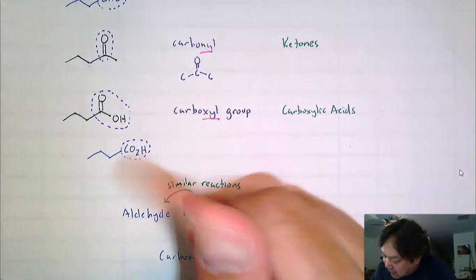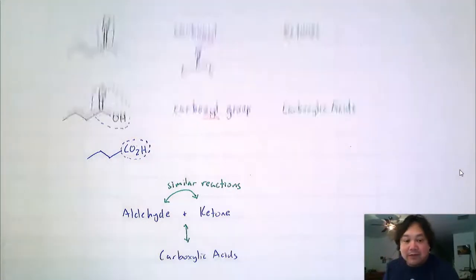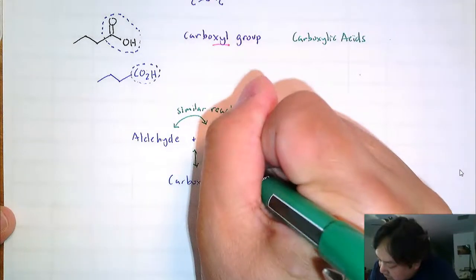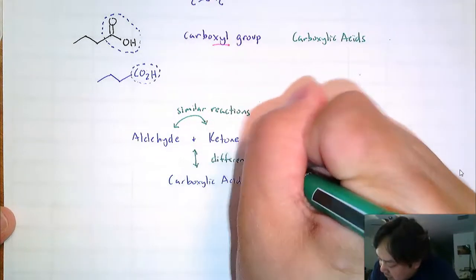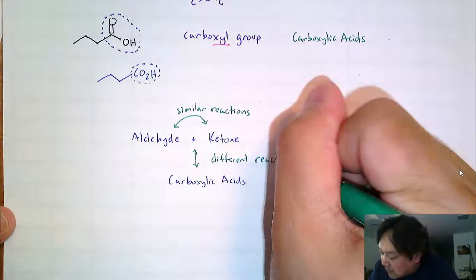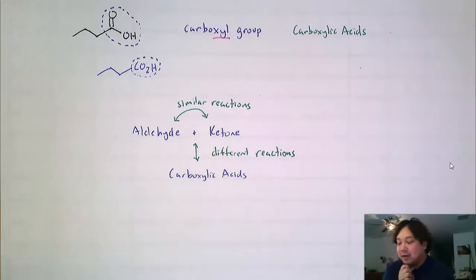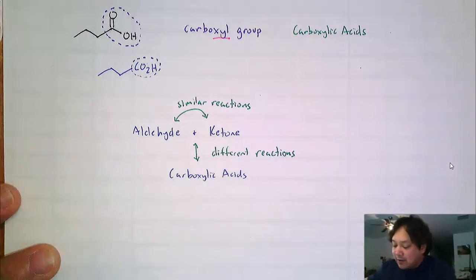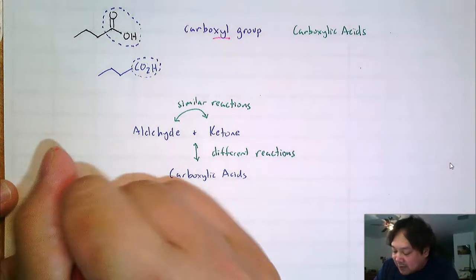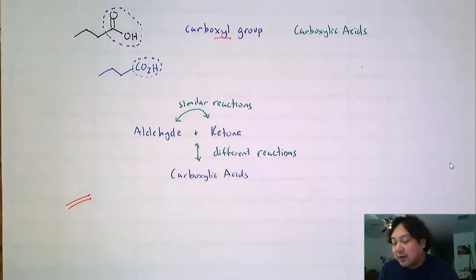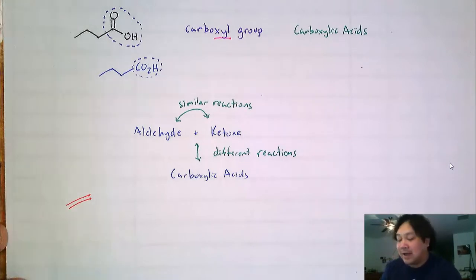And the aldehydes and ketones have different reactivities than the carboxylic acids. You could say reactivities, or they participate in different reactions. Okay, good. That's it for functional groups slash classes of molecules, the main ones that we'll see in organic one. In organic two, we'll add more molecules, obviously, for the more advanced class.